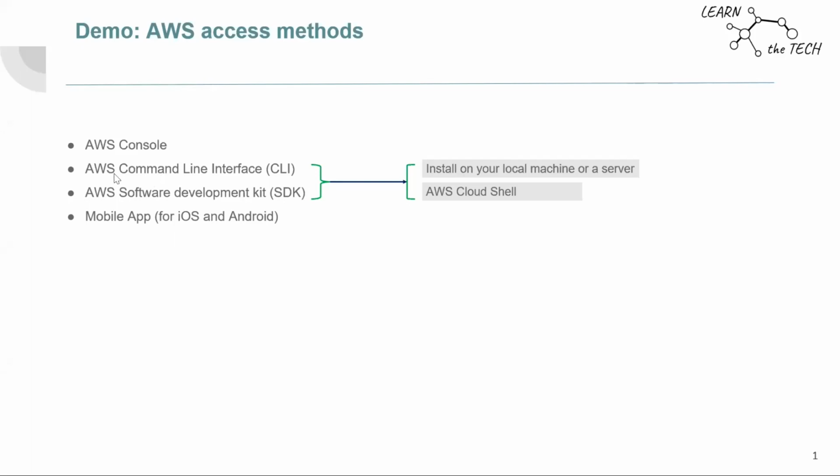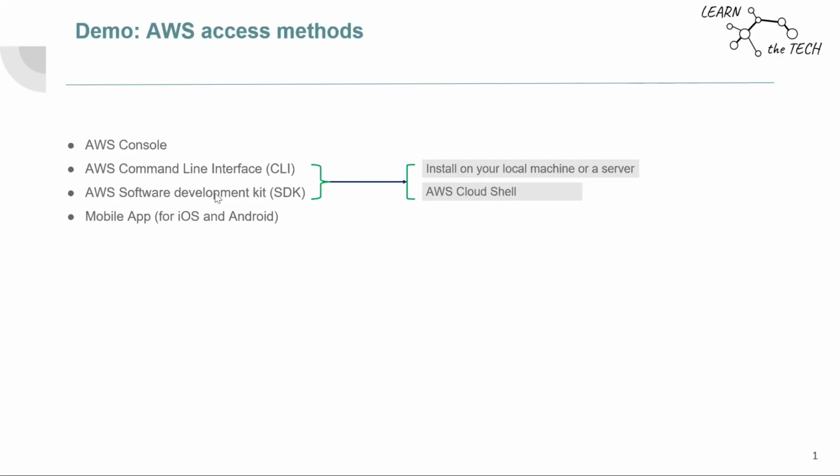AWS also provides you with a command line interface. It's a tool which you can install either in your local machine, or AWS also provides something called AWS Cloud Shell, in which AWS CLI is pre-installed. AWS Cloud Shell is like a machine in the cloud, which you get for free. It has AWS CLI as well as AWS SDK pre-installed, and then you can interact via the AWS Cloud Shell, or you can install it in your local machine.